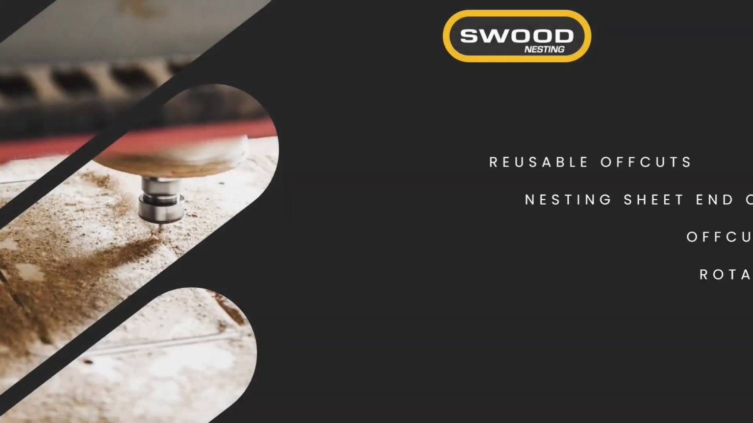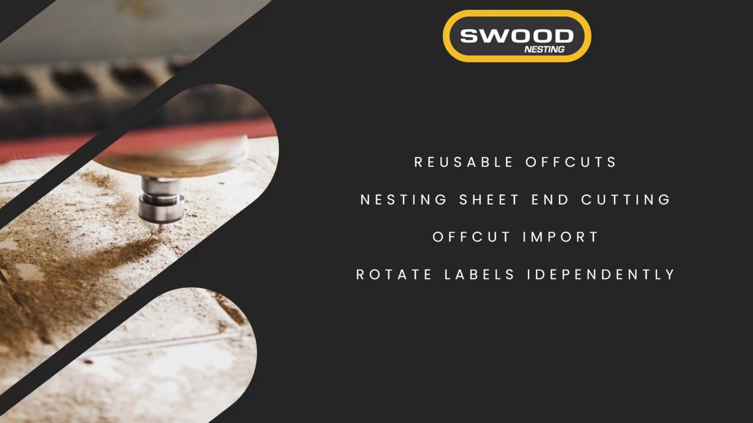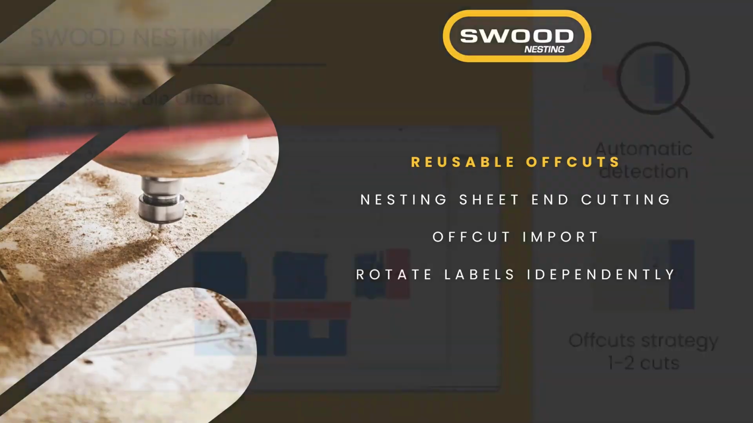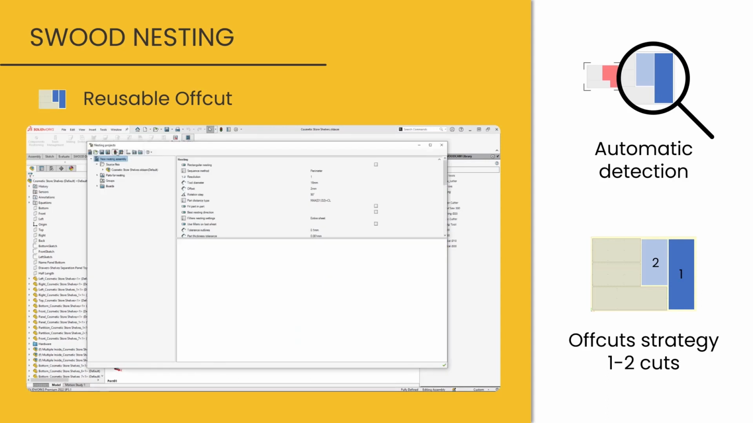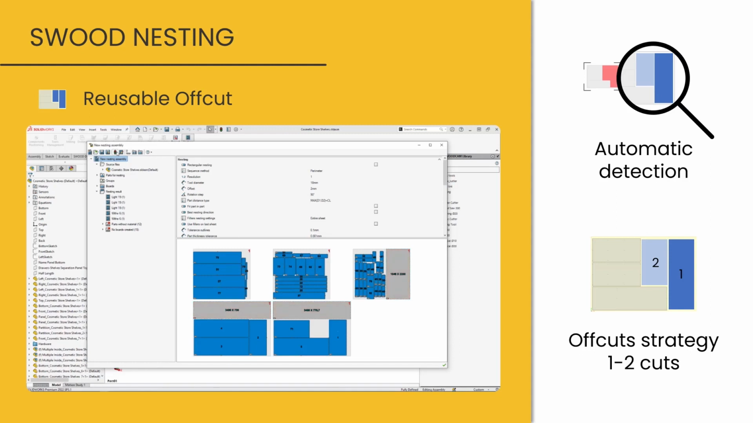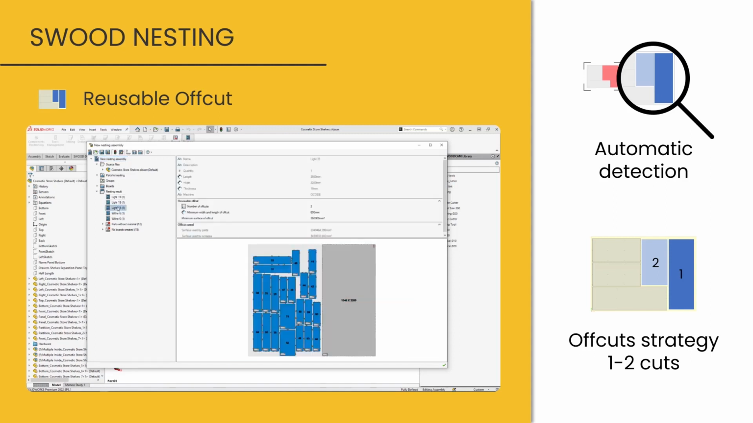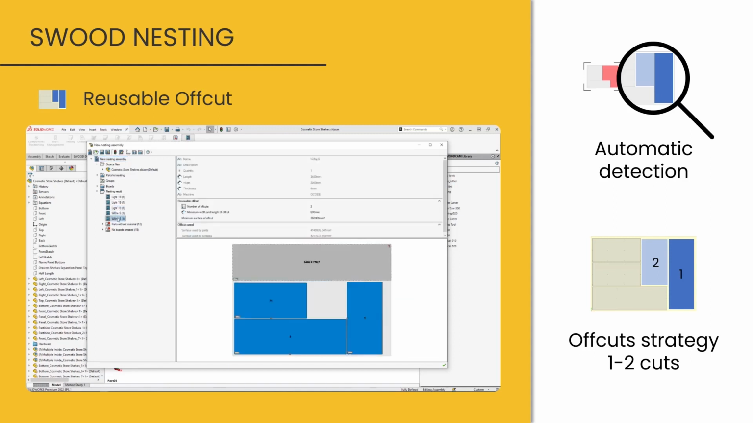Let's continue discussing the management of waste and offcuts in SWOOD nesting. Additionally, we will explore the option to rotate labels. So let's continue with the reusable offcut management. As you can see in the video, after calculating the nesting result, SWOOD automatically detects the offcut in the remaining material of the board. Even if you modify the result manually, the offcut size and number are updated.